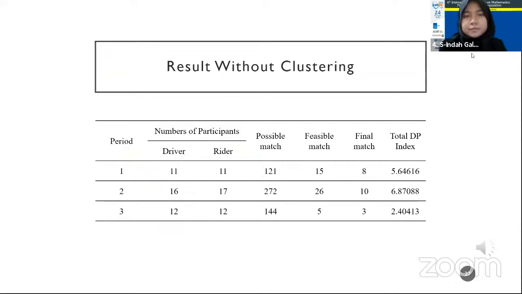We will check the result for the without clustering method. Without clustering, we got a total of 21 final driver-rider pair matches with the total DP index approximately 14.9.